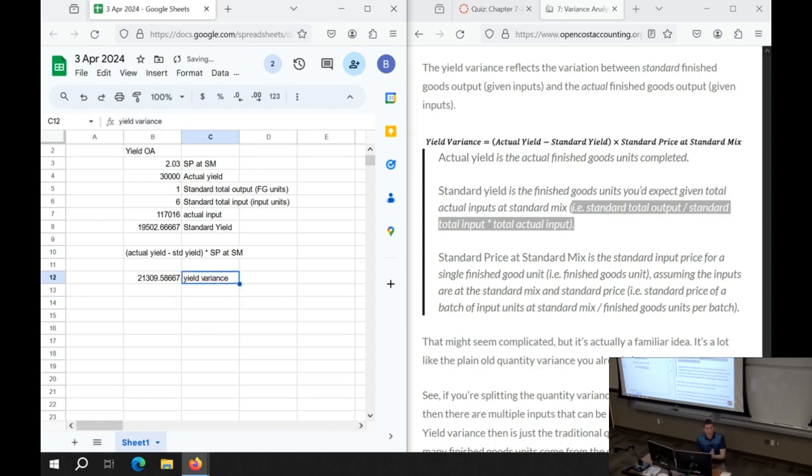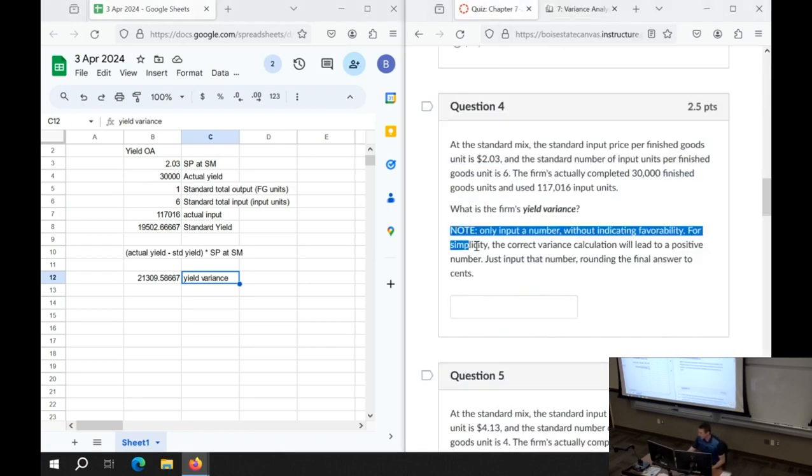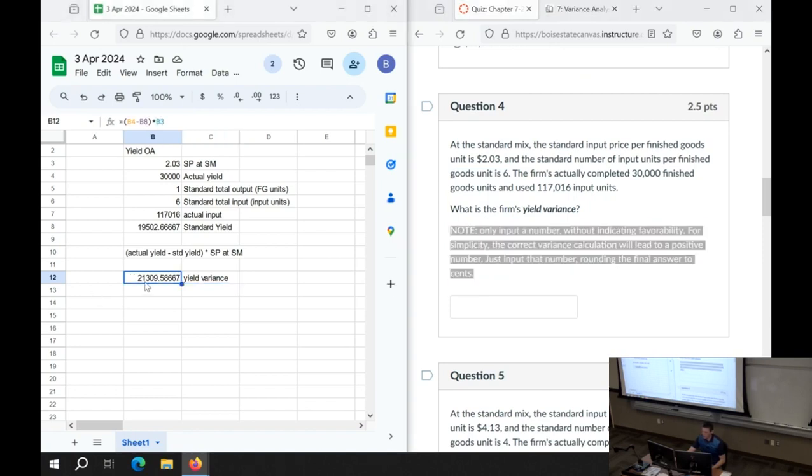And again, the open answer questions for yield are all programmed so that they will be favorable variances, which means positive numbers. I'm 99% sure I did that, so that you aren't even tempted to put in a negative number. I have that note in there as an extra redundancy, but you shouldn't even come up with a negative number. You should have a positive number, which in the yield variance world, only in yield variance, is a favorable variance. So I'll say this again real quick.